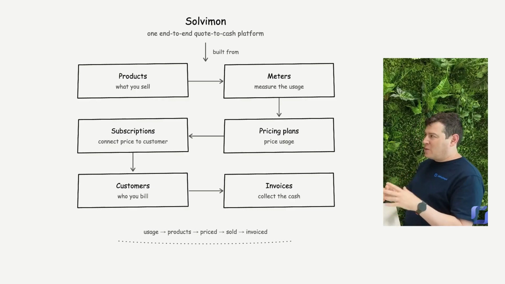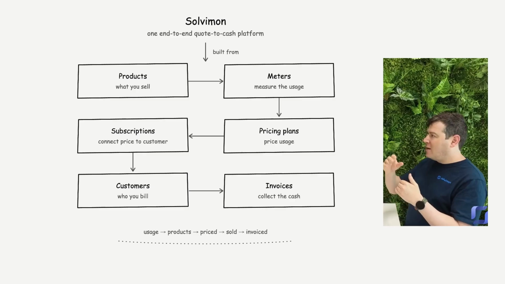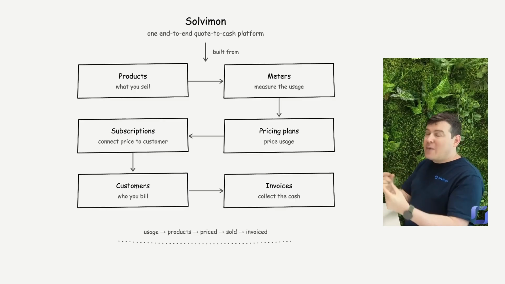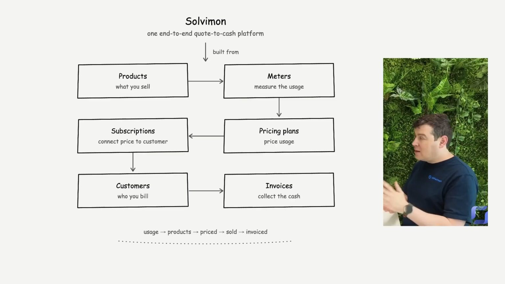But let's start with products. A product defines what it is you're selling. In the case of an AI image generator, for example, the image being generated is the product. None of that matters if you can't meter that usage. So when a customer signs up and they generate an image, you want to measure, for example, how many megapixels image you generated for them. That's a very common use case in the image generation world.